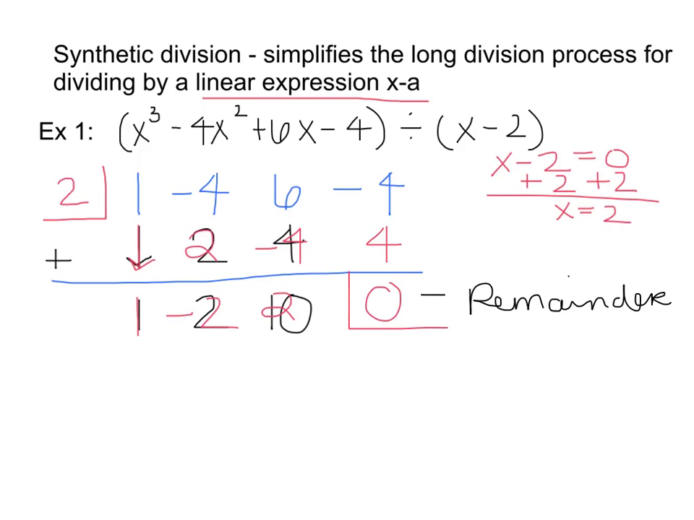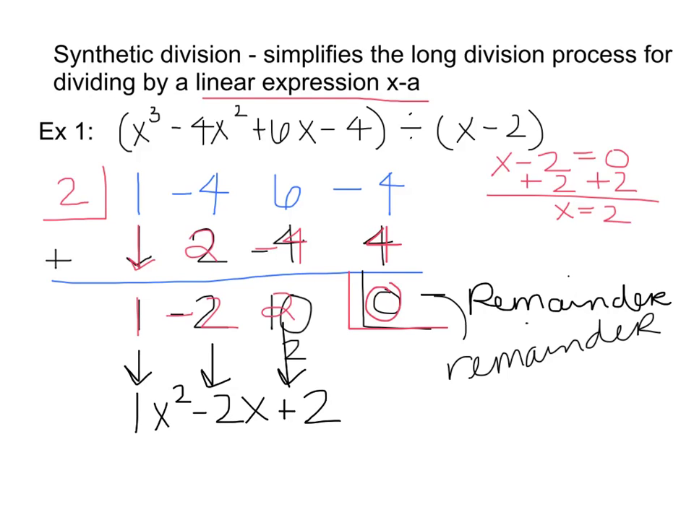So our answer, bring down the first coefficient, and when you divide, it's always going to take the highest degree that you started with and take it down by 1. So I started with x cubed. 1 less than x cubed is x squared. Bring down the next coefficient. 1 less than x squared is just x. Bring down the last coefficient, and you have plus 2. So when you take x cubed minus 4x squared plus 6x minus 4, and you divide it by x minus 2, you get x squared minus 2x plus 2 as your answer.